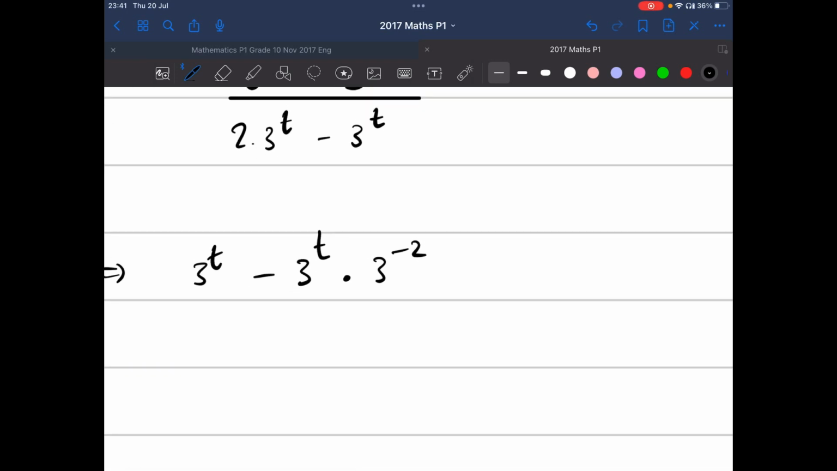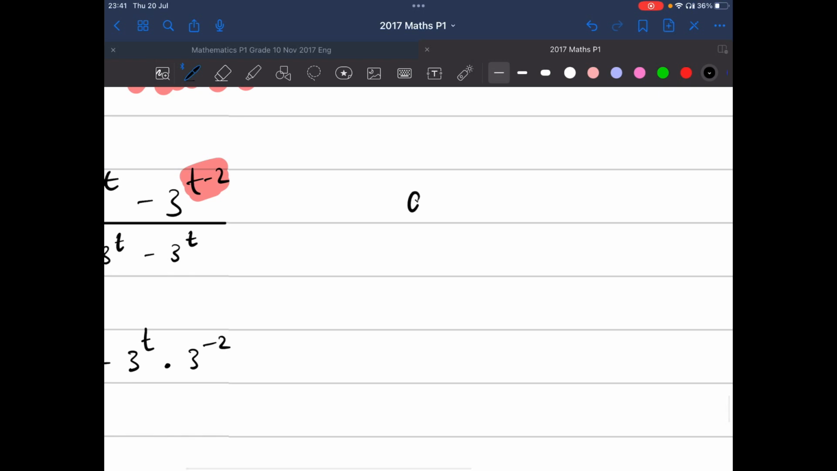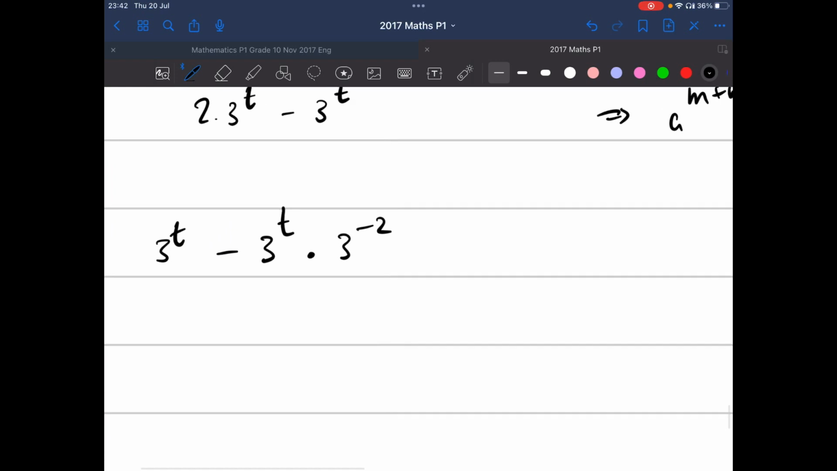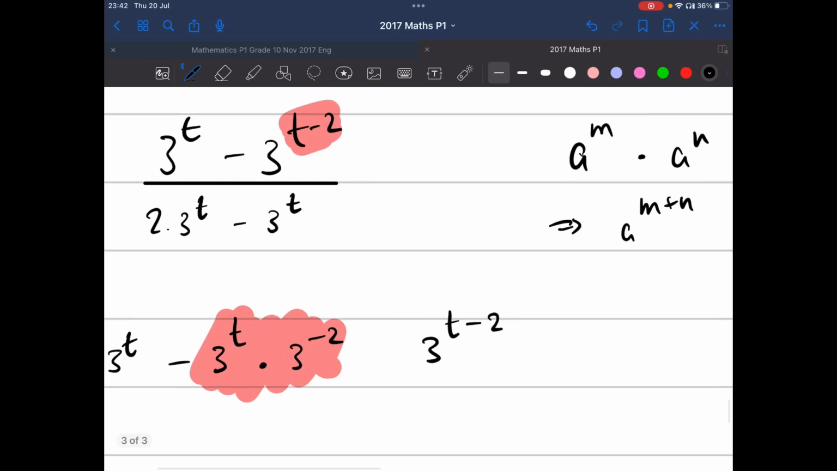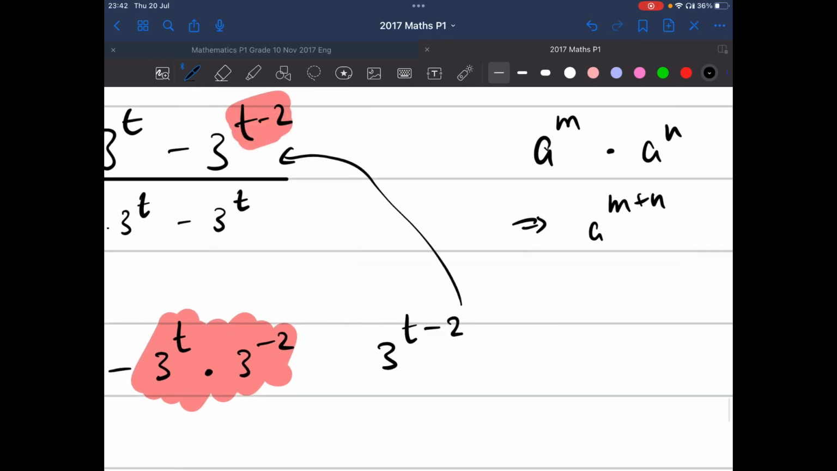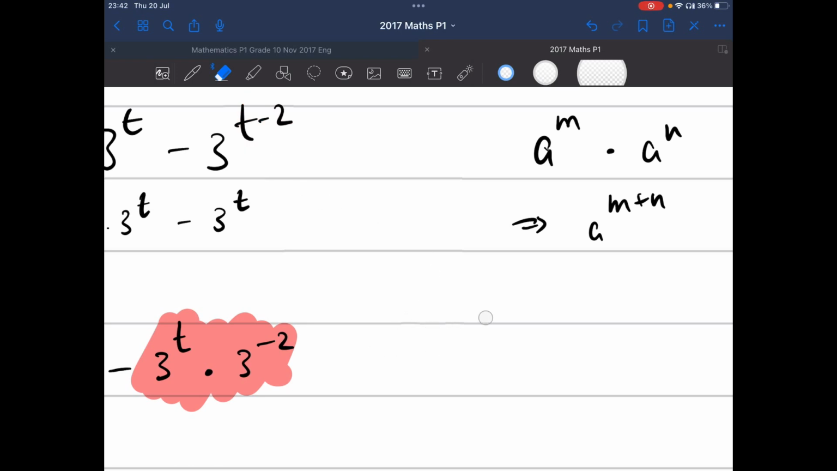Okay, because if you remember your exponent laws, let's say I have a to the power of m times a to the power of n. That's the same as me saying a to the power of m plus n. So if you look back here, if we have to convert this, I have a common base of 3, and then I'm adding my exponents, so it'll be t minus 2. And that's exactly what we have up there, so that means that's fine.